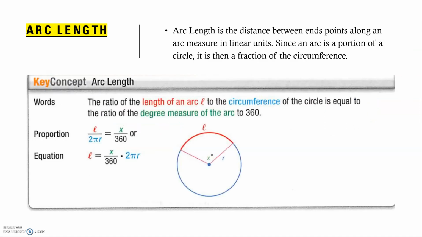Arc length is the distance between endpoints along the arc in linear units. Since an arc is a portion of a circle, it is then a fraction of the circumference. So arc length is just saying, hey, let's just find a portion of the circumference. And it follows this formula. X divided by 360, where X is your central angle measure. So the other thing you want to know is that this is your central angle measure as well, or the degree of your arc measure.